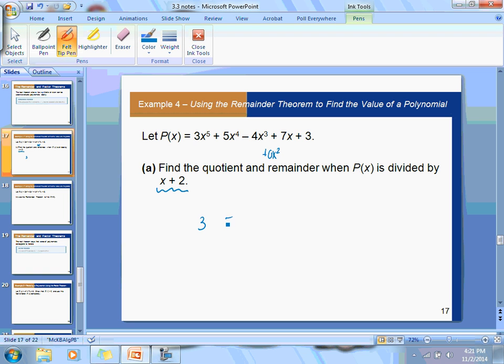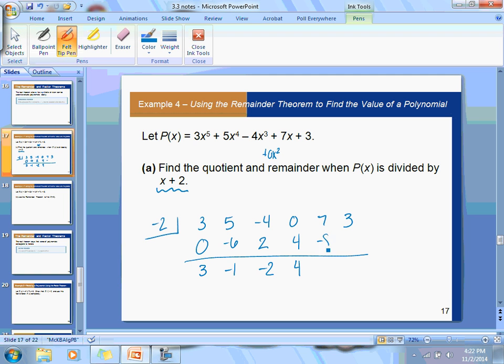So I'm going to need a placeholder here when I set up my synthetic division. So I'm going to have 3, 5, -4, 0, 7, 3. And then the number that goes in the box, remember, is going to be opposite of what you're dividing by. So -2. I put my 0, and then I start adding and multiplying. So I add the column, and I multiply by what I'm dividing by. Add the column, and multiply. Add the column, and multiply. Multiply, and add. And then when I multiply here, I get a 2. And when I bring my sum down, I'm going to get 5. Okay, so my remainder is 5.